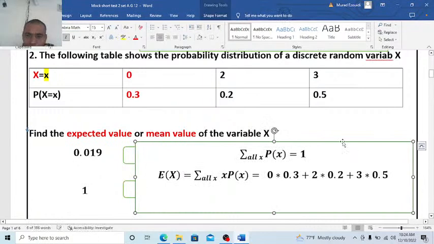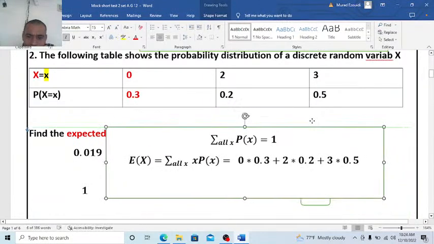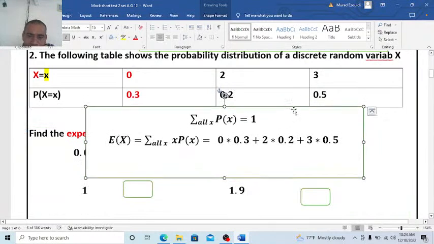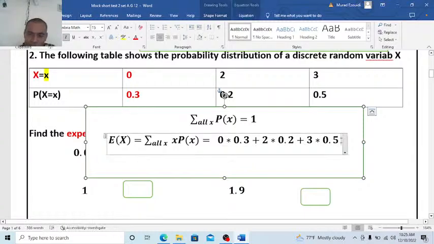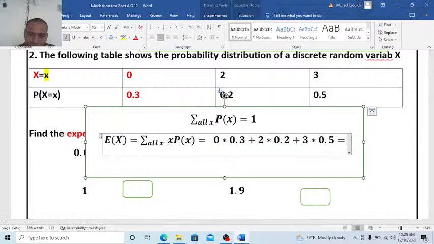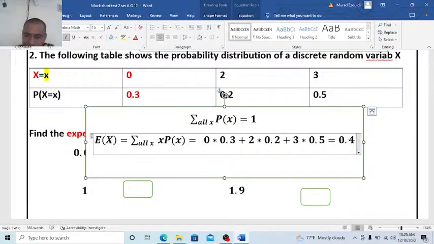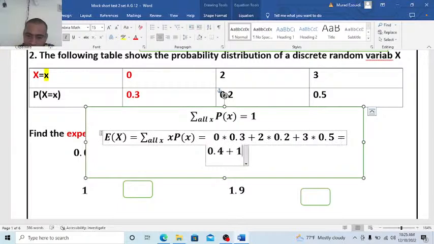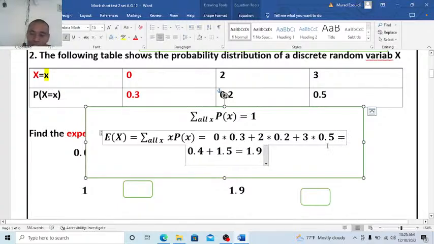So we can say that if you use a calculator, you will find that this expectation value is 1.9. Why? Simply because this is 0.4 plus 1.5, which gives 1.9. I will write it here: 0.4 plus this 1.5, which is equal to 1.9. Okay, you can use a calculator. Me, I solve this mentally.